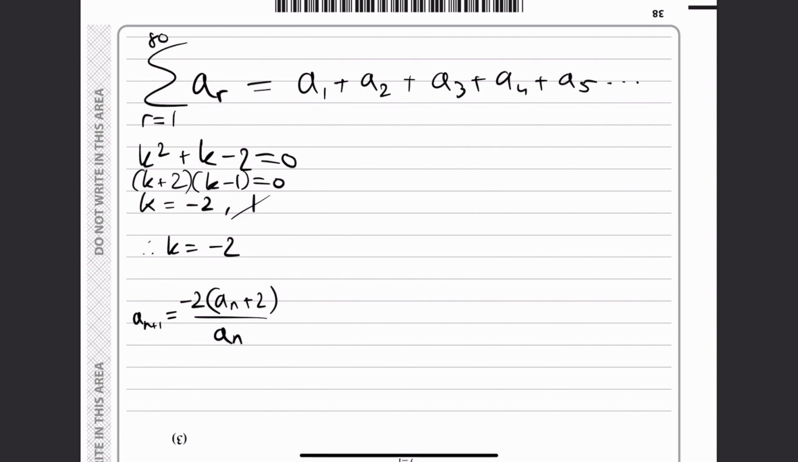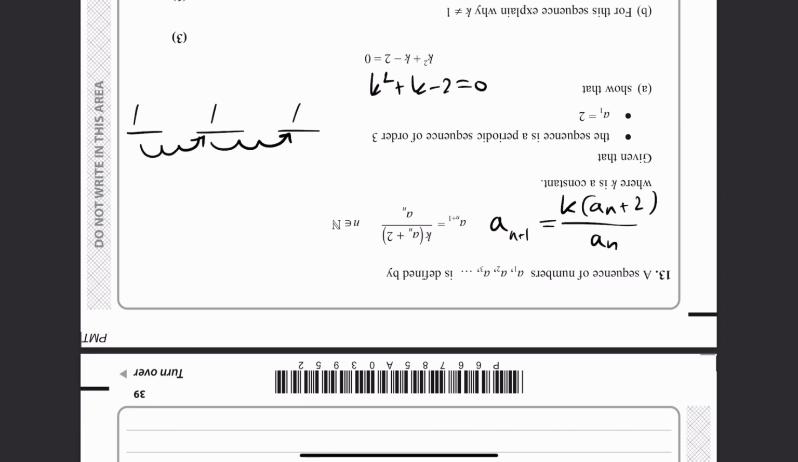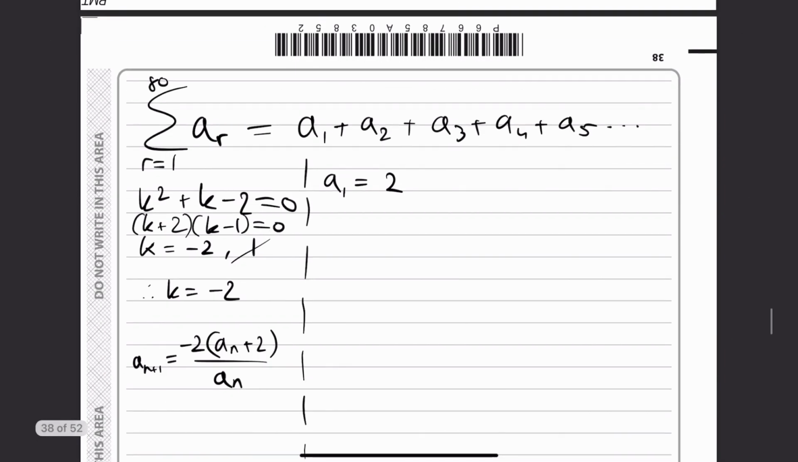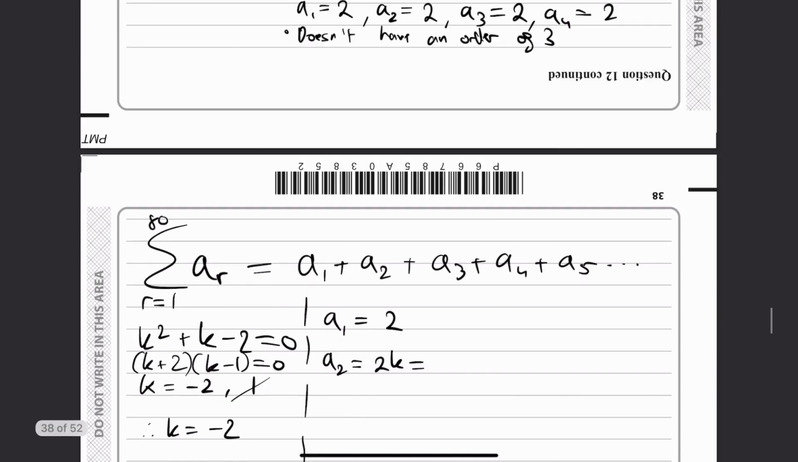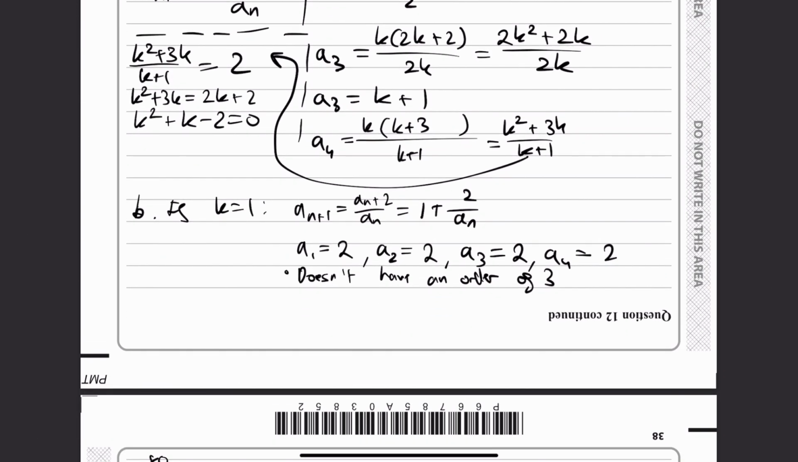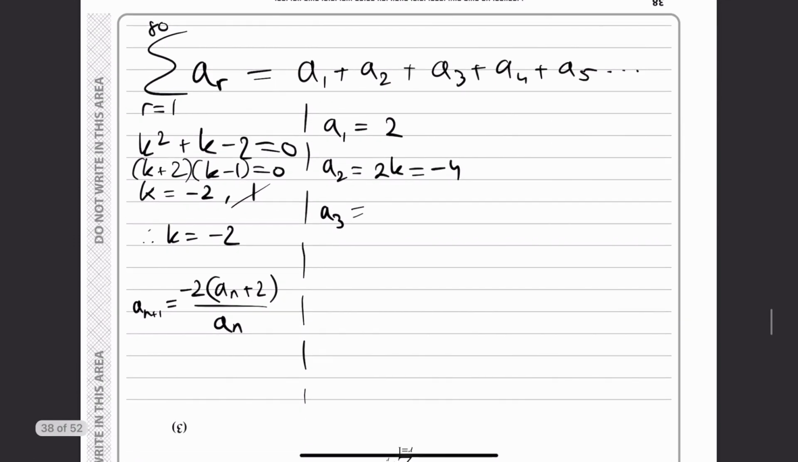So what I'm thinking is, since it has a period of 3, if we just work out what A1, A2, and A3 are, then we can work out what all the other terms are going to be. So I already know that A1 is 2. And I know a formula for A2. So A2 is equal to 2K, which is equal to 2 times minus 2, which is minus 4. And A3 is K plus 1, which is just minus 2 plus 1, so minus 1.